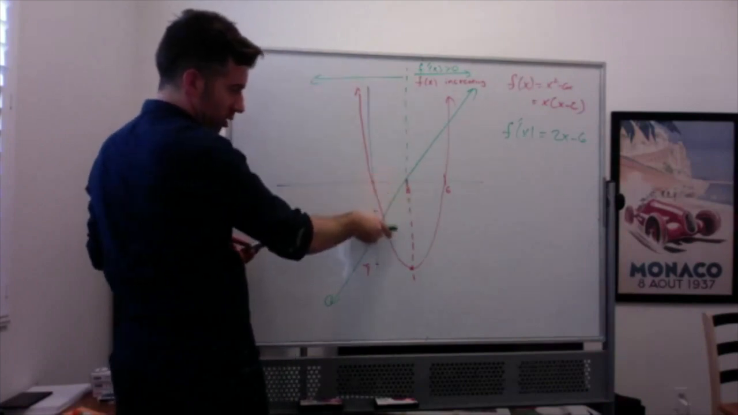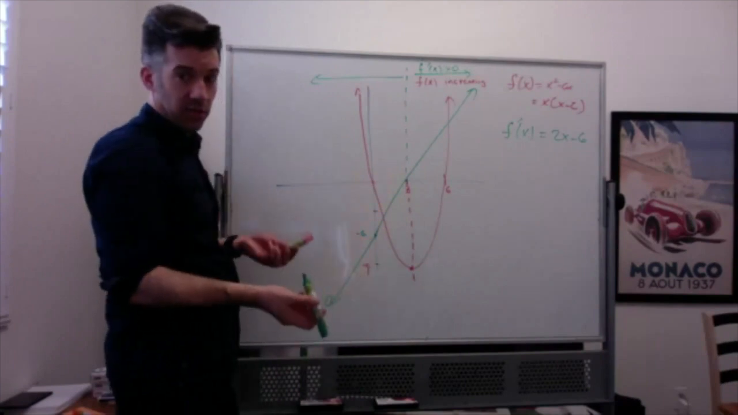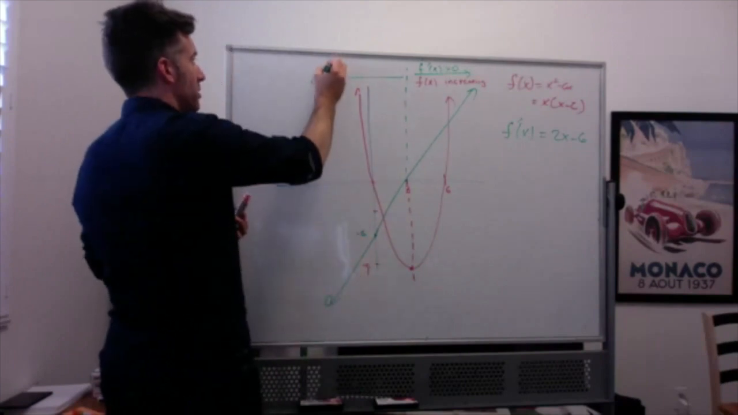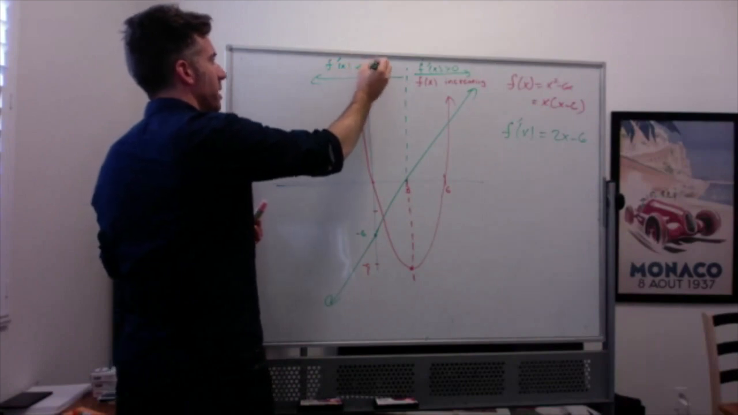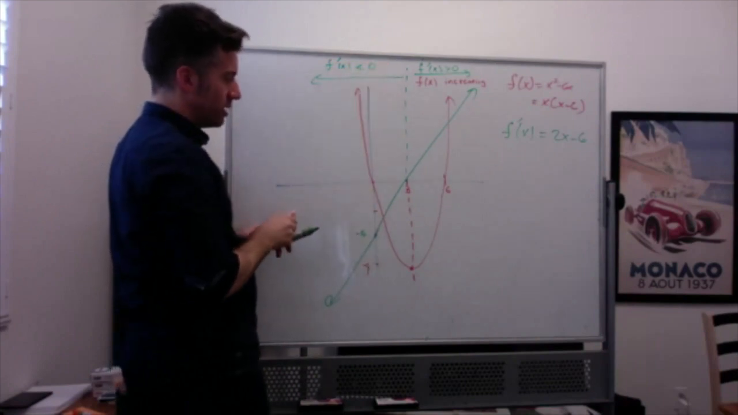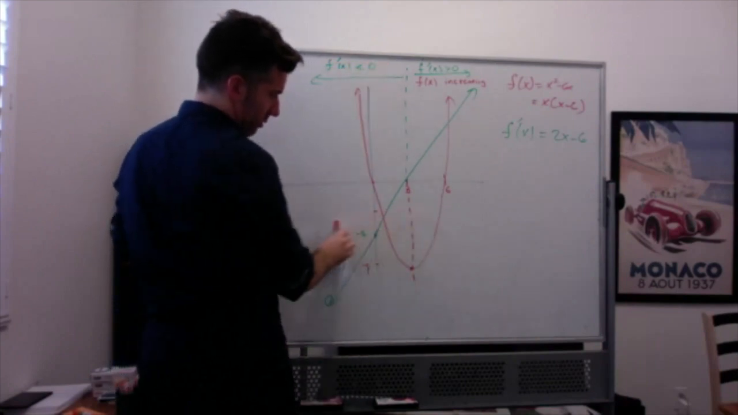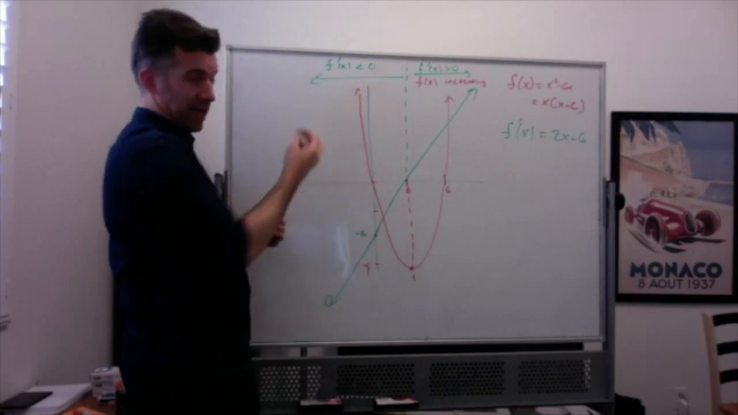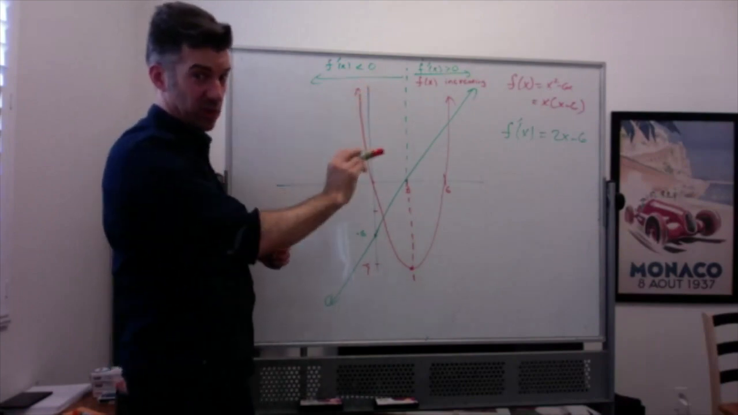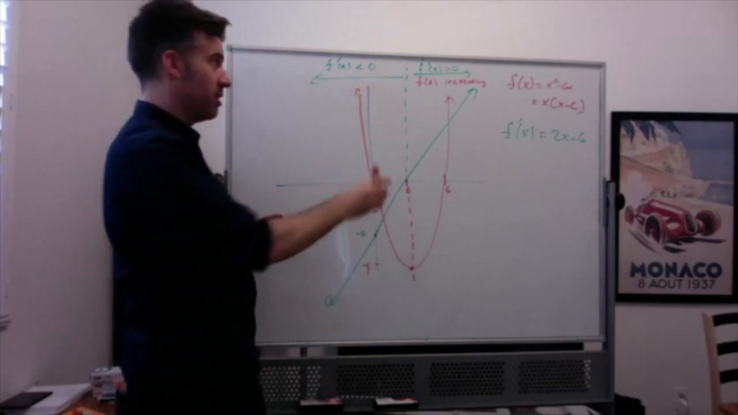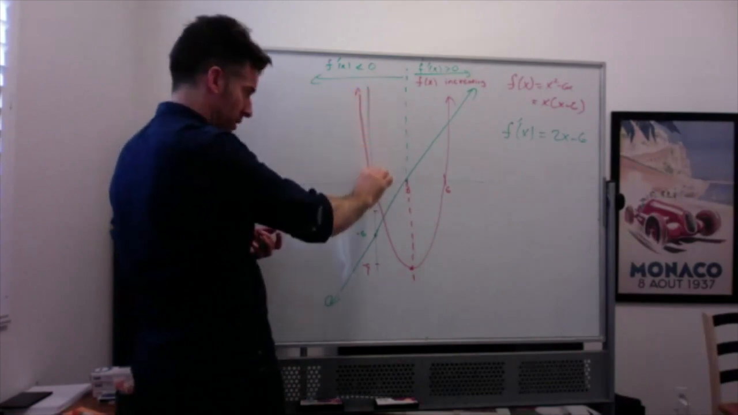In the same sort of way, to the left of 3, we see that, well, the green function is always below the x-axis. So the green function is negative. So f prime of x is negative. We also see that to the left of 3, the red function, again, if we read from left to right, which we always should be if we're talking about increasing, decreasing, the red function is decreasing from left to right.